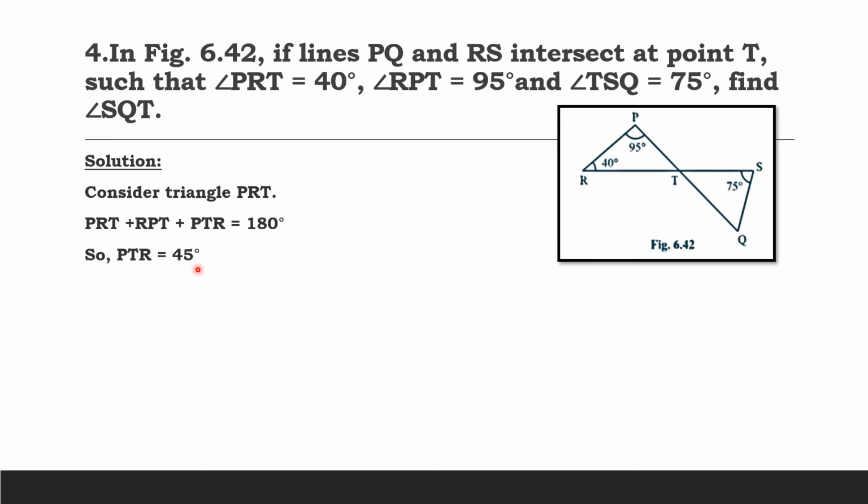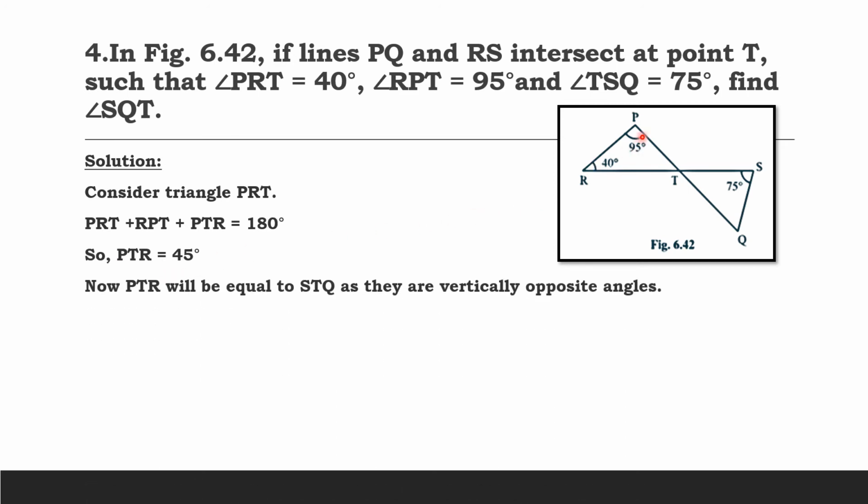Now in the figure, we can clearly see that PTR and STQ are vertically opposite angles, so their measure would be equal. And we know that PTR is 45 degree, which gives the measure of angle STQ as 45 degree.